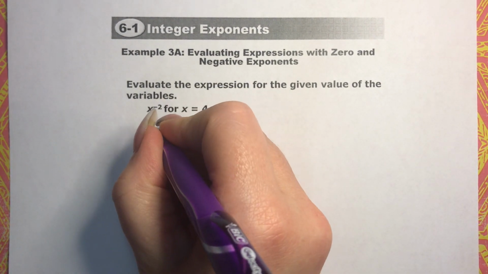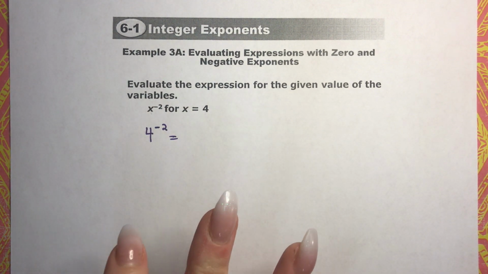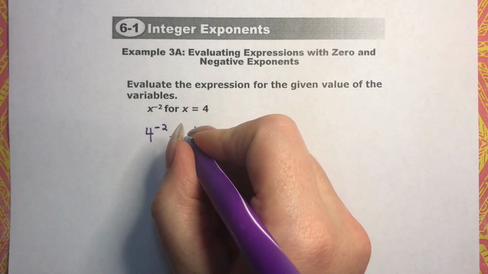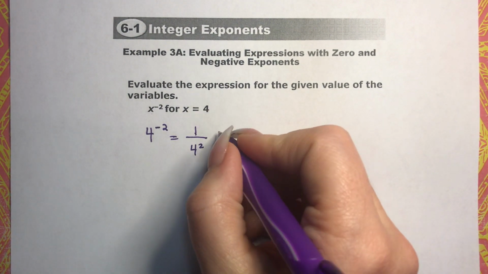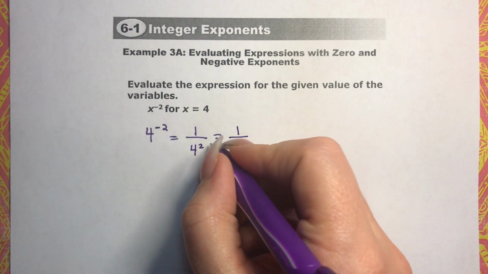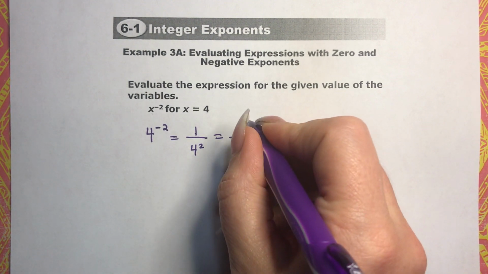We have 4 to the negative 2 power. Whenever we have that negative in the exponent, it's not a big deal. It's just the same thing as 1 divided by 4 squared. Now it's positive. And 1 divided by 4 squared, that's the same thing as 1 divided by 4 times 4, which is 16.